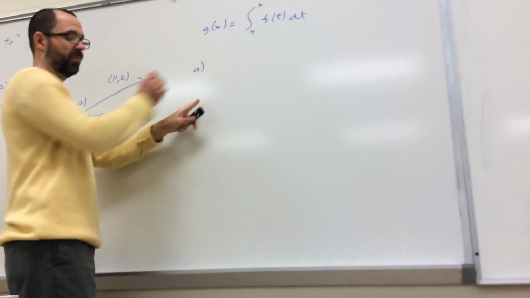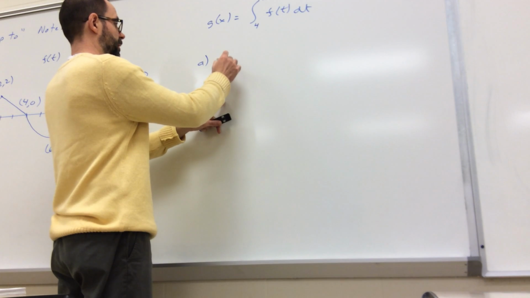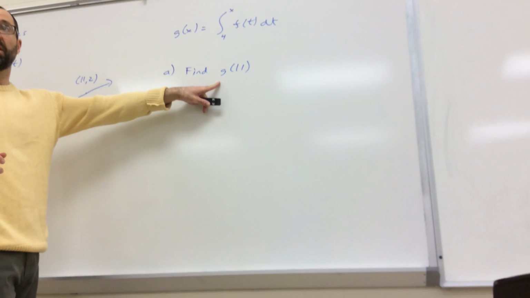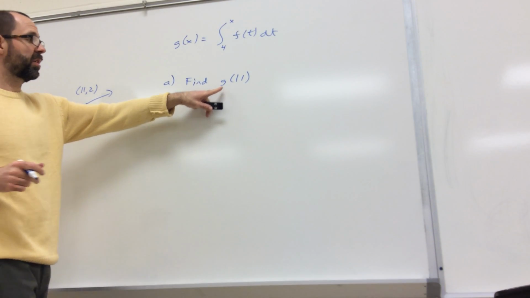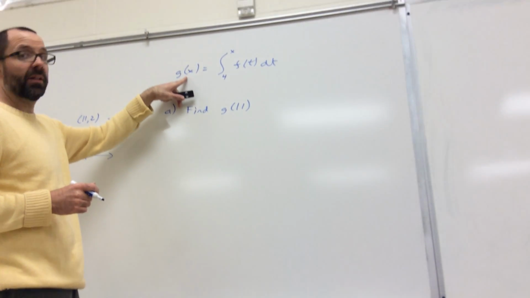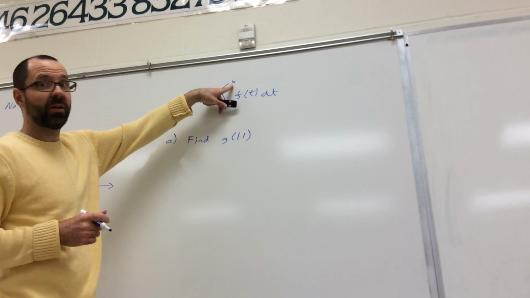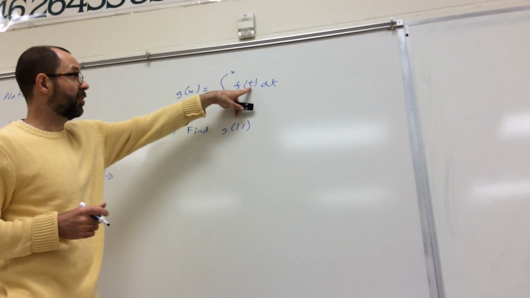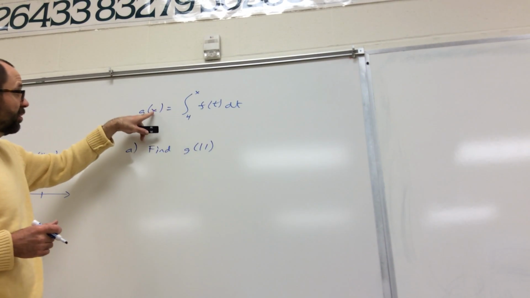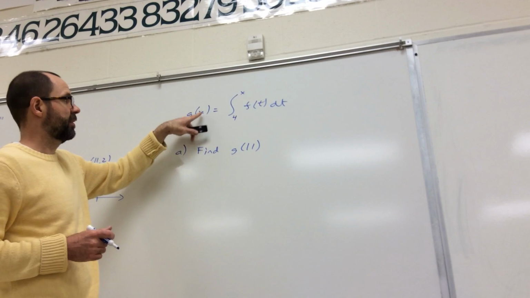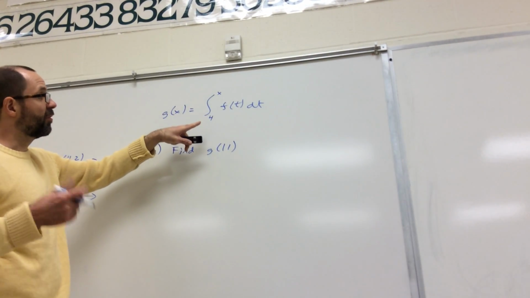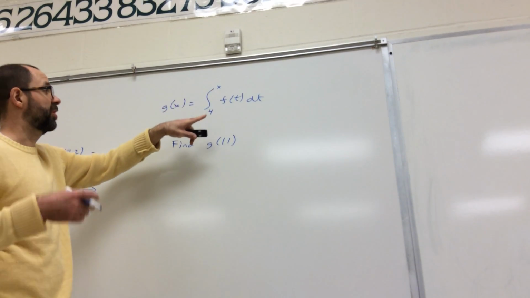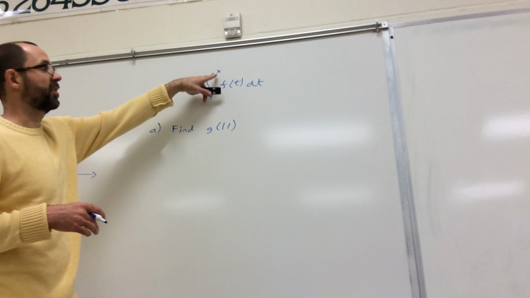So for part A, we're going to find g of 11. All right, now the weird thing about this function is when you plug 11 into g, the 11 goes there. See how the x is upstairs on the integral? It doesn't go here because that's a t. The input variable in g is x, so the input goes there. So for example, if you put 7 into g, you'd find the area from 4 to 7. If you put 20 into g, you'd find the area from 4 to 20.